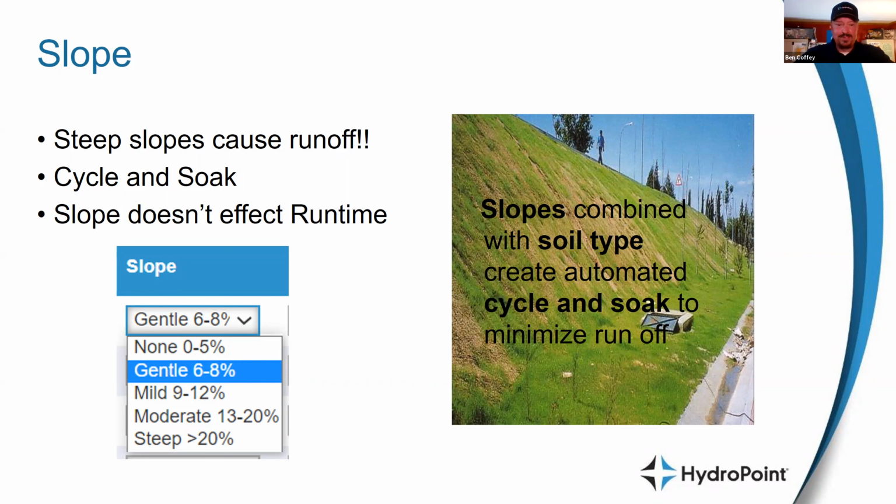And then if we bump that up to a steep slope, we're going to see that same 15 minutes, right? Because slope doesn't change the runtime at all. But now we might see it with a steep slope. It might be 5 cycles of 3 minutes or 15 cycles of 1 minute, depending on how all of the other settings play out. But it is really focused on pounding that water down into the soil to the right root depth without letting any of the water go down the gutter.